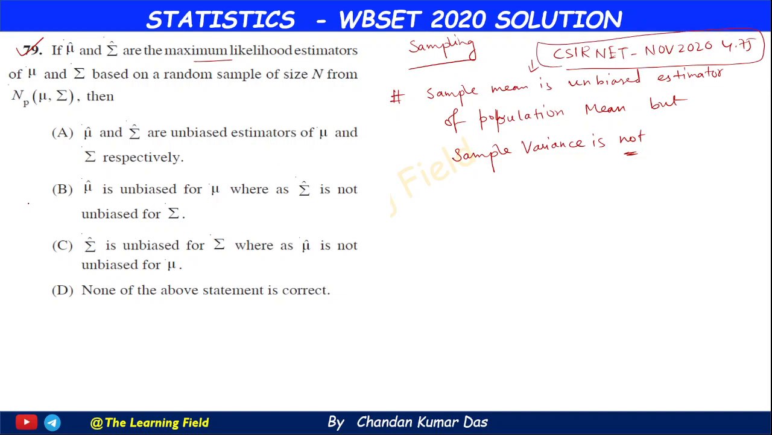So this is clearly mu bar, the sample mean. It is the maximum likelihood estimator, and since these are the samples, this is unbiased for mu, but this sigma is not unbiased for this sigma. This is the mean and this is the variance. So option B is clearly correct here.